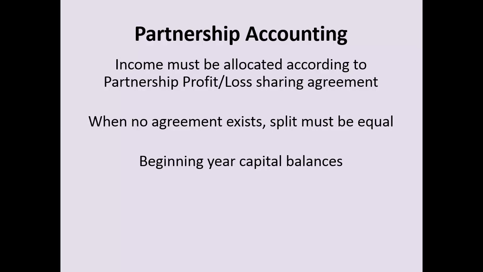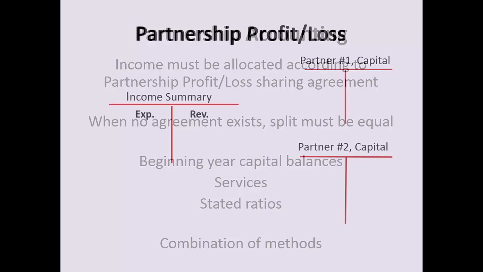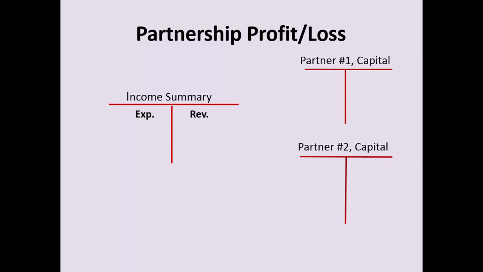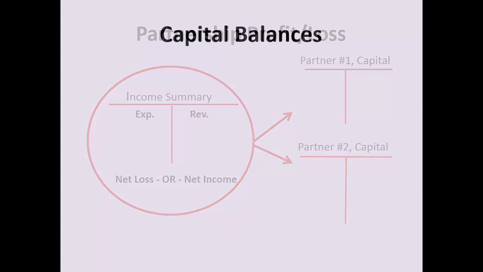The different ways to allocate income can be based on beginning year capital balances, services performed, or what's called stated ratios, or a combination of multiple methods. So to review again, you've already closed revenue and expense to income summary, so you have a net loss or a net income, and that needs to be allocated according to the agreement to the different capital accounts. Remember, with a partnership, you'll have more than one capital account and more than one drawing account.